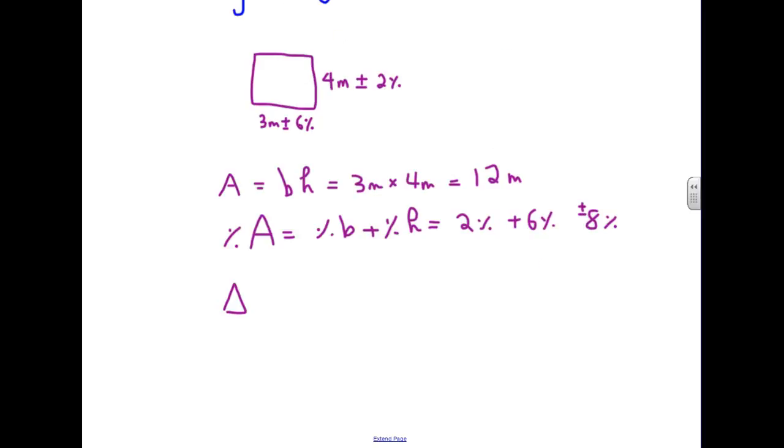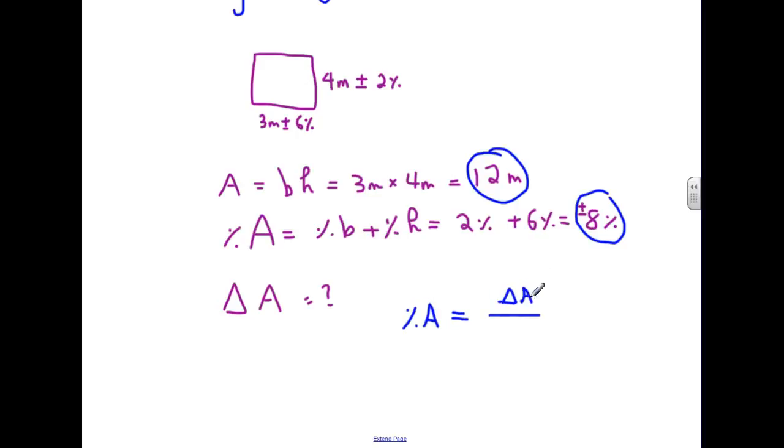Alright, and next we want to find the absolute uncertainty in the area. How do you do that? Well, you've got the percentage uncertainty. You've got the area itself. So how are absolute uncertainty, percentage uncertainty, and measurement all related to each other? The answer is, we said that the percentage is just the absolute uncertainty over the area itself.